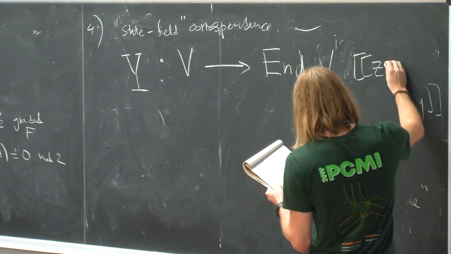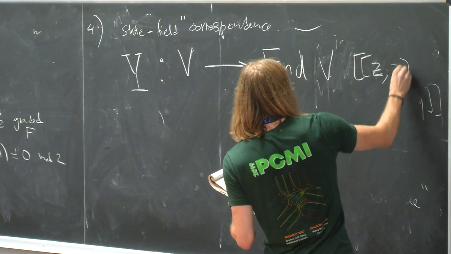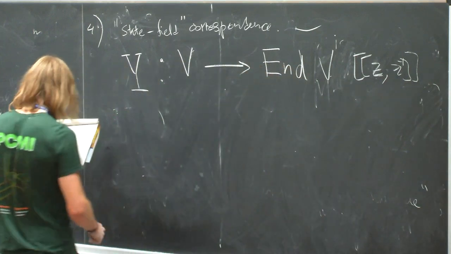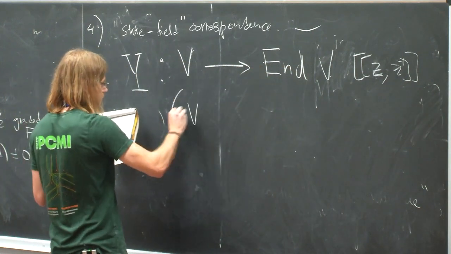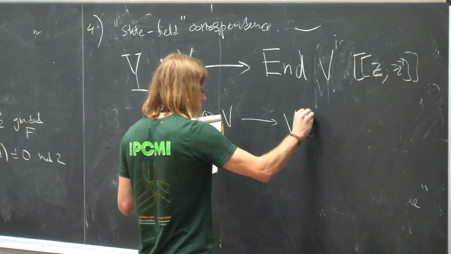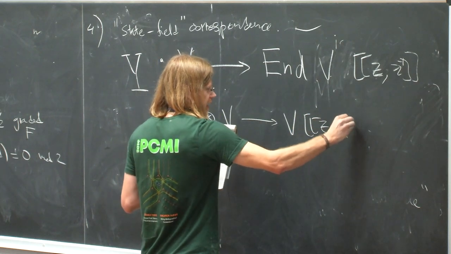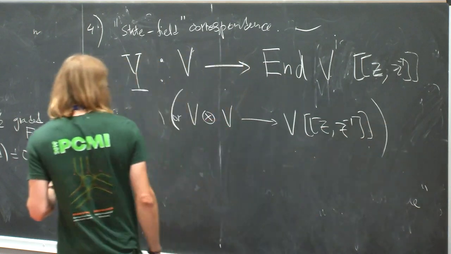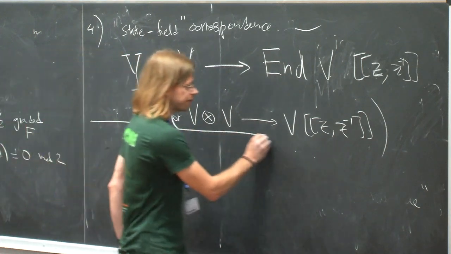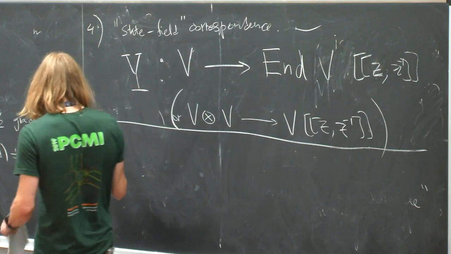And so you take a formal Laurent series in Z with coefficients being endomorphisms of V. So the other way, equivalently, of course, you can understand it as a map from V tensor V to V itself, sorry, to Laurent series in Z with coefficients being elements of V. And moreover, this vertex algebra is the following quadruple, and they should satisfy the following axioms.